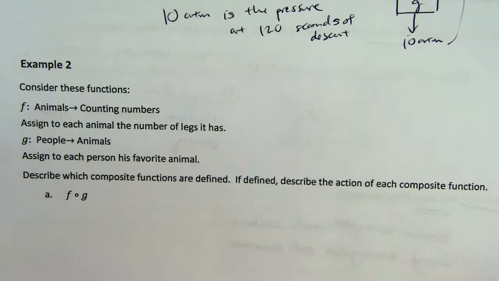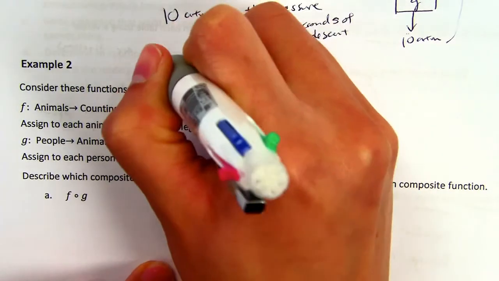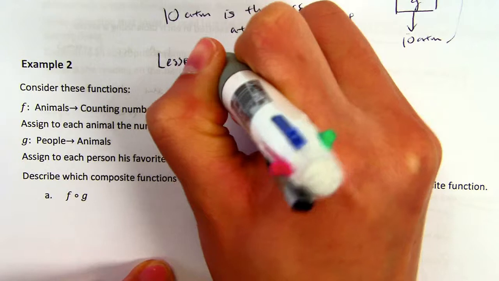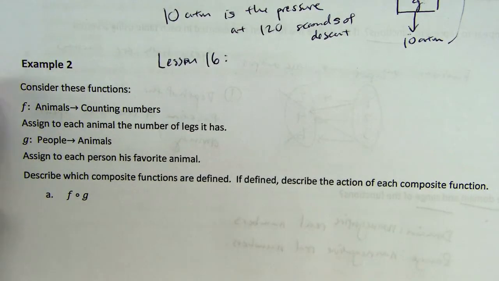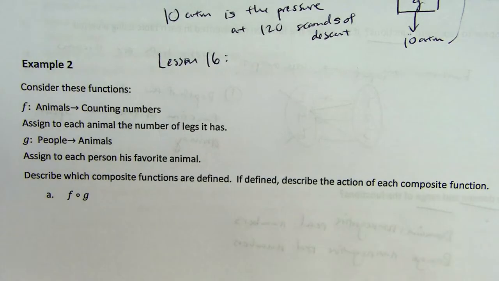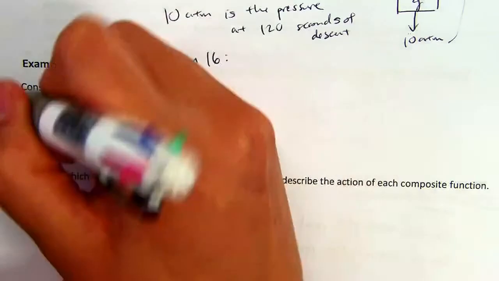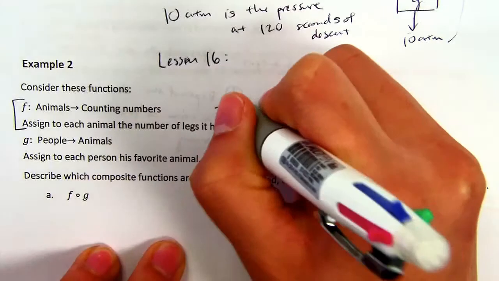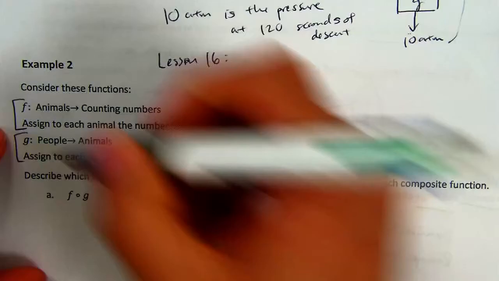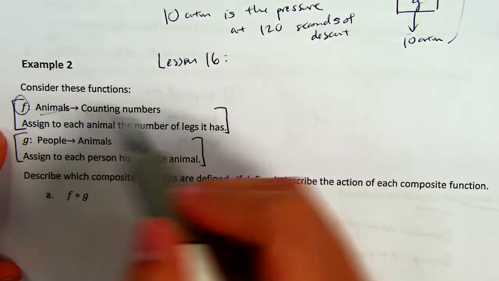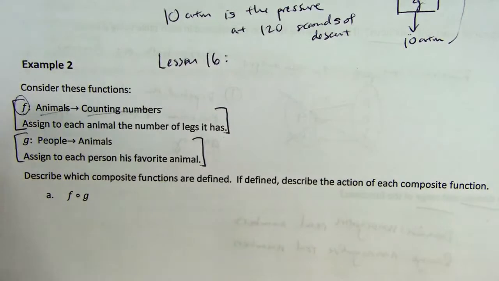This is a video on lesson 16 on function compositions, but now we're going to go over example 2. So we're asked to consider these functions, but they're written in a way that you may not have seen before. This is a function f, and this is a function g. Here's the function name, here's the input, here's the output. And then here's an English translation of what it means.